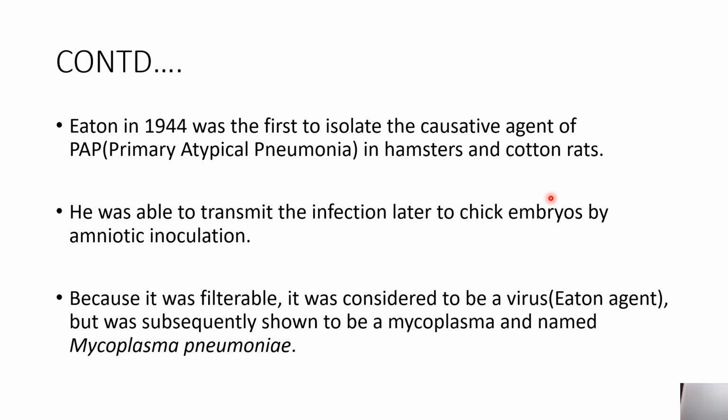Basically, Eaton in 1944 was the first to isolate the causative agent of primary atypical pneumonia in hamsters and cotton rats, and he was able to transmit the infection later to chick embryos by amniotic inoculation. Because it was filterable, it was considered to be a virus. But essentially it was shown to be a mycoplasma and named Mycoplasma pneumoniae.